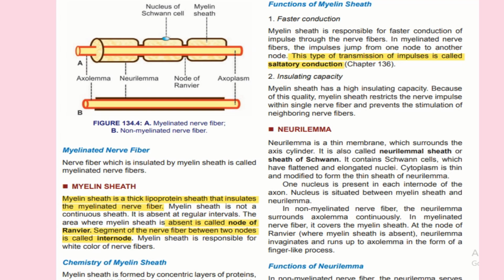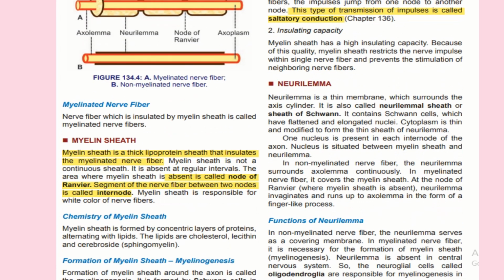The other part of the nerve fiber covering is the neurolemma. Neurolemma is a thin membrane which surrounds the axis cylinder. It is also called the neurolemmal sheath or sheath of Schwann. It contains Schwann cells, that's why it is known as the sheath of Schwann, which have flattened and elongated nuclei. Cytoplasm is thin and modified to form the thin sheet of neurolemma. One nucleus is present in each internode of the axon.